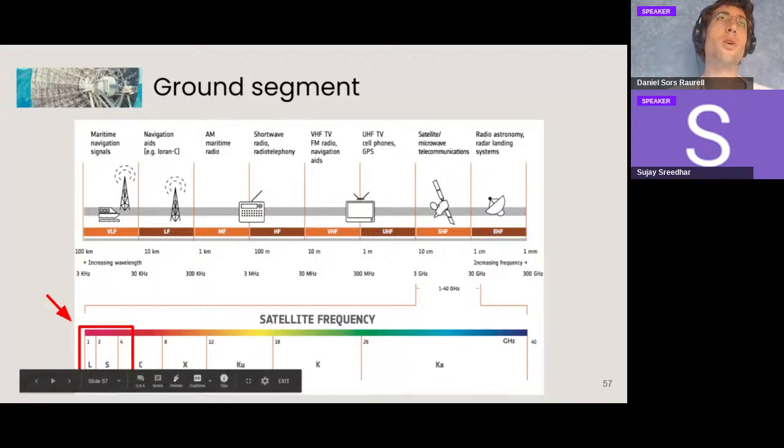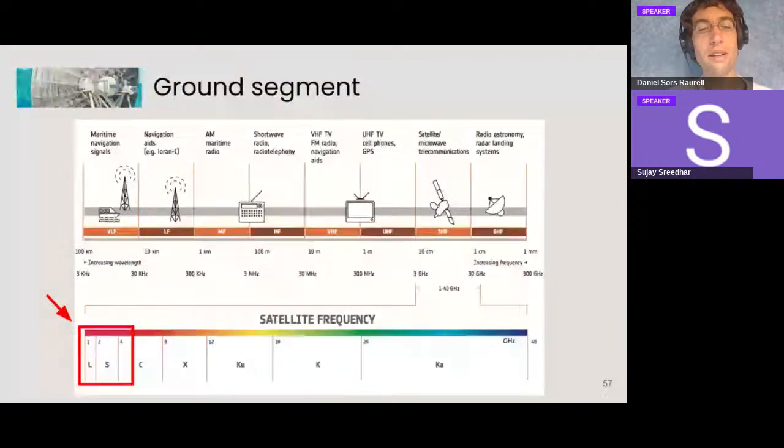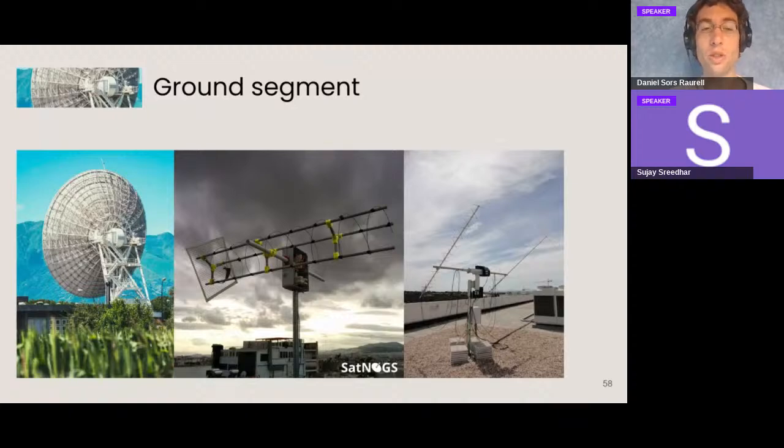And if you need more data to be downlinked, so if you have higher data constraints or demands, you might go to X band or even higher bands. But those require higher power as well. So you have to pay the price of downloading more data.